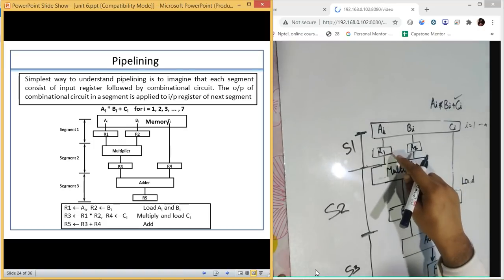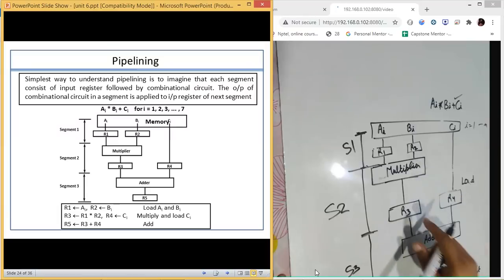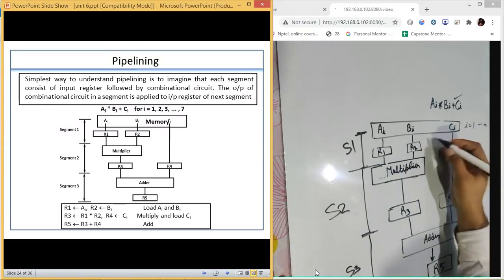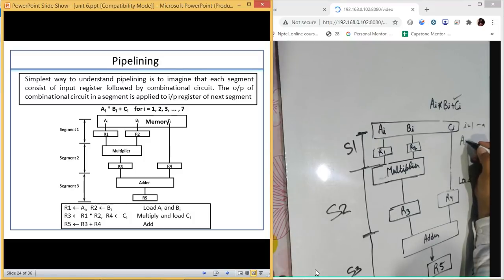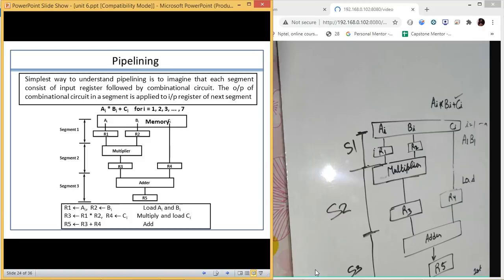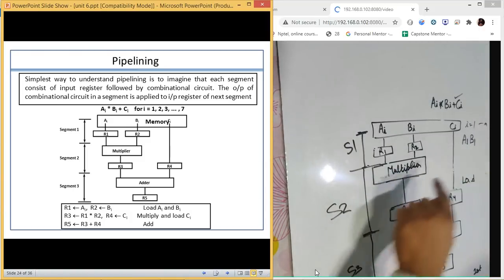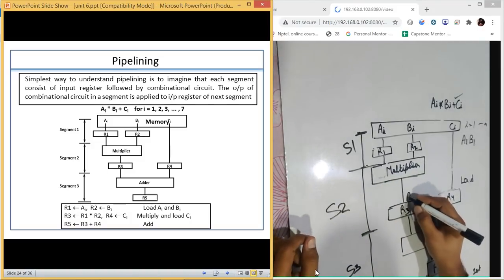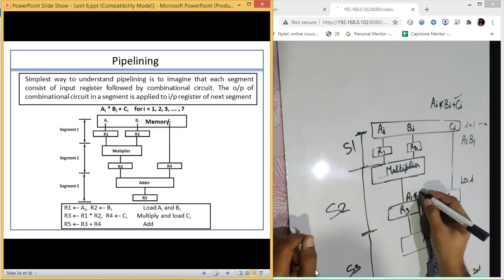Once the multiplication of ai and bi is done, imagine this: the first value is a1 and this value is b1. For the first instance, we are going to load the values a1 and b1. Once they are multiplied, the resultant is a1 into b1.